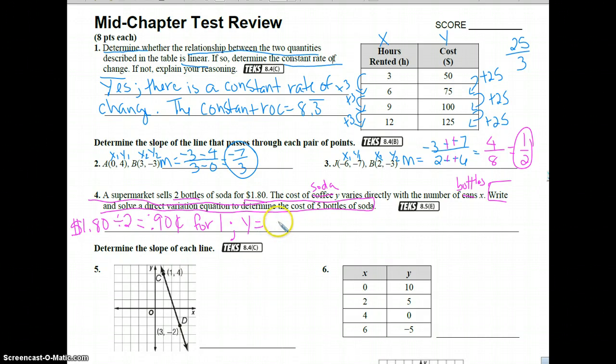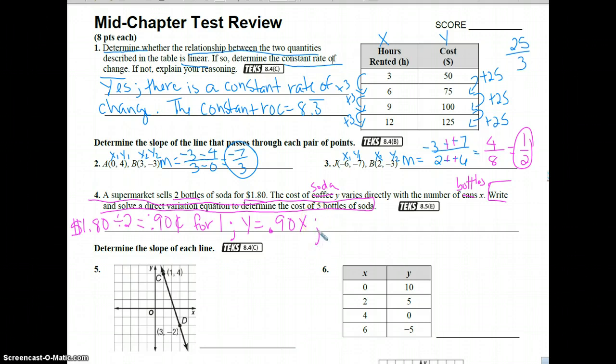Right. It's y equals kx. But then what are we plugging in for k? What did we find over here? Right, what does the 90 cents represent? It's our unit rate, but it's also our slope. And it's also what? Constant rate of change, constant of variation. So what goes over here? y is equal to what? 0.90 times x. There's our direct variation equation.